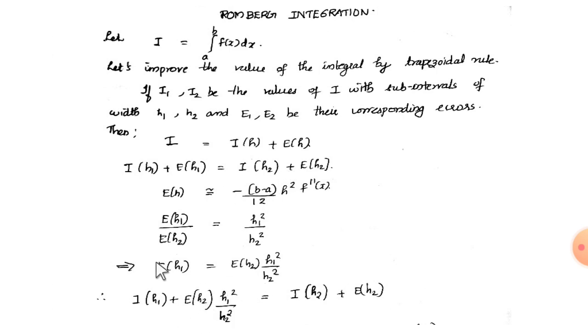So you know I of h1 plus e of h1 is equal to I of h2 plus e of h2. Now you are substituting the value of e of h1 in this equation. So on substituting, the equation turns out to be like this.